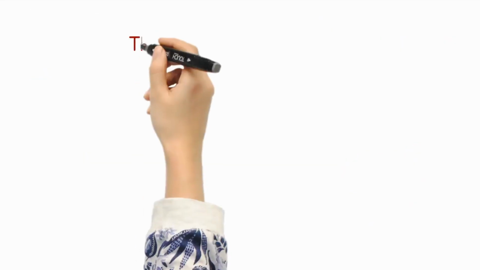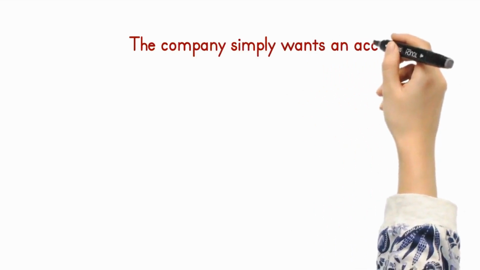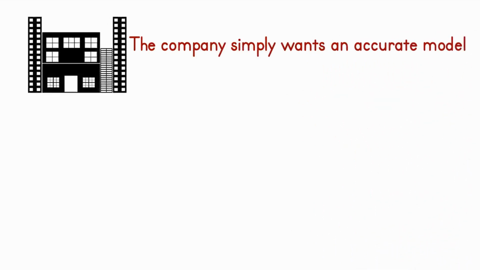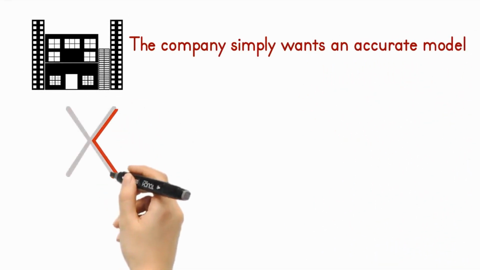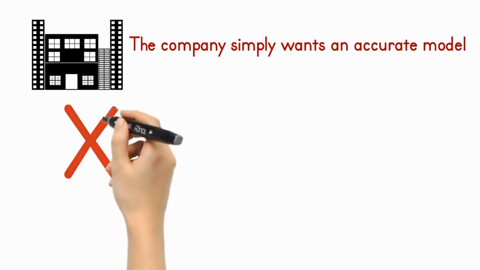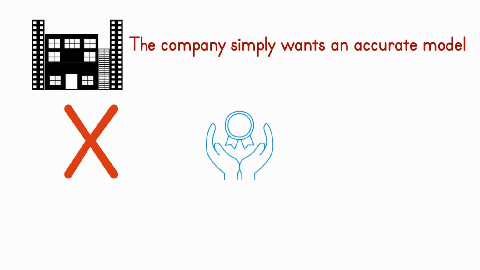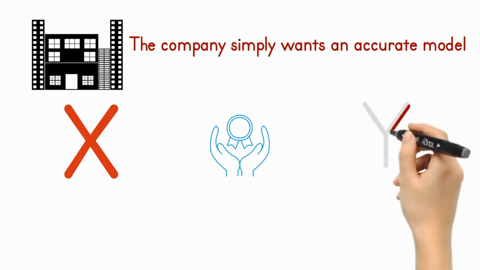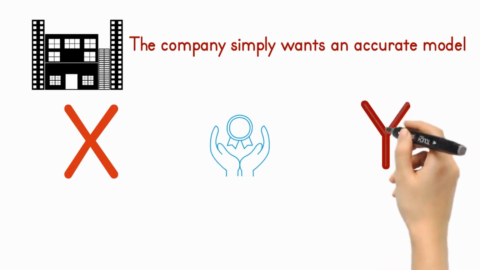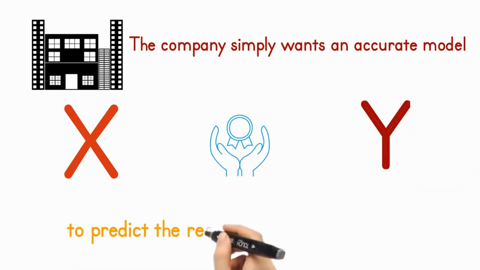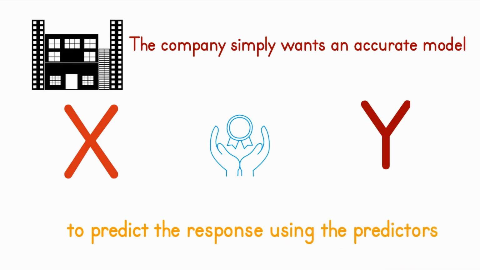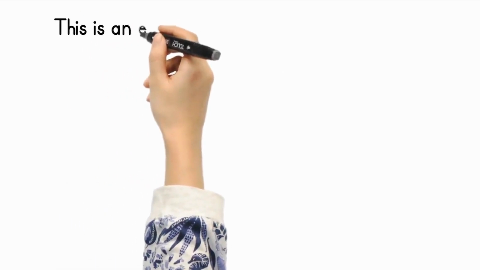The company is not interested in obtaining a deep understanding of the relationships between each individual predictor and the response. Instead, the company simply wants an accurate model to predict the response using the predictors. This is an example of modeling for prediction.